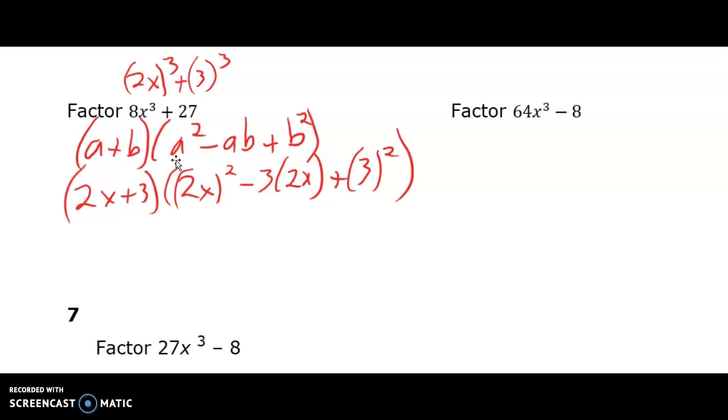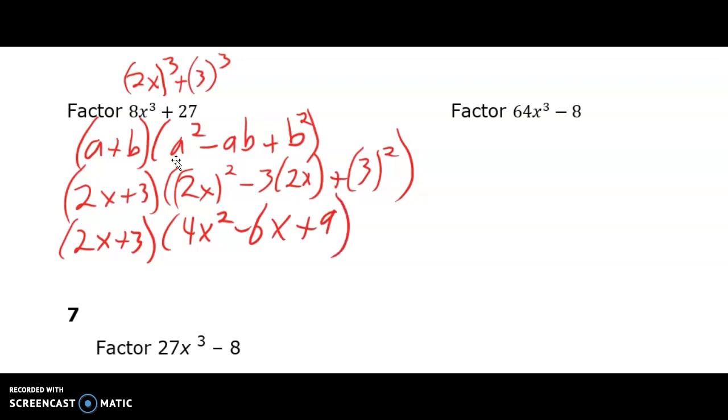So we just got to clean all this up here in the second part. So 2x plus 3 is fine. 2 squared is 4. X squared is x squared. Minus 6x. 3 squared is 9. If it's minus, it's the same thing. It's just a different formula.